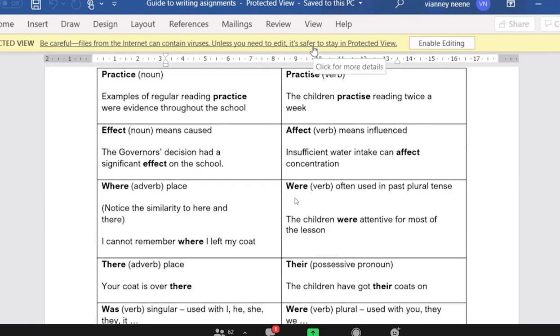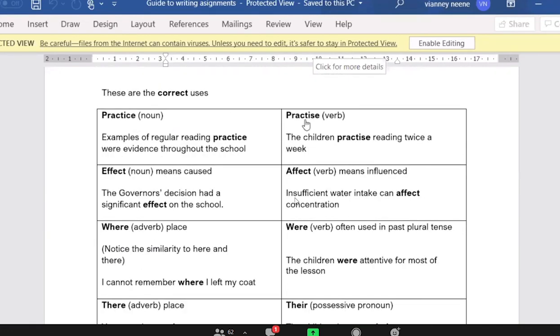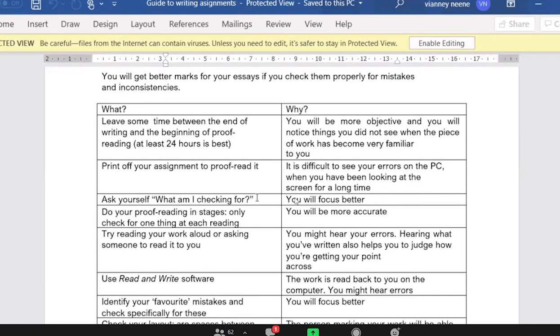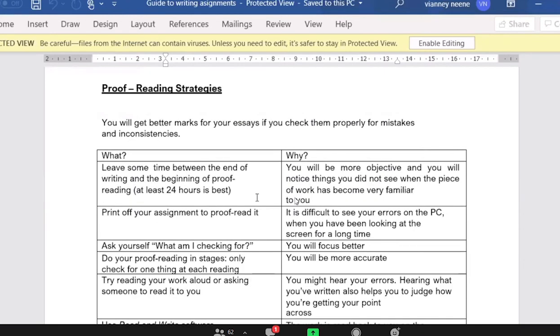Common errors. Even I will make these errors. Don't say practice, no, it's practice. So know all these differences. Apostrophes. There are also other ideas, reading strategies.